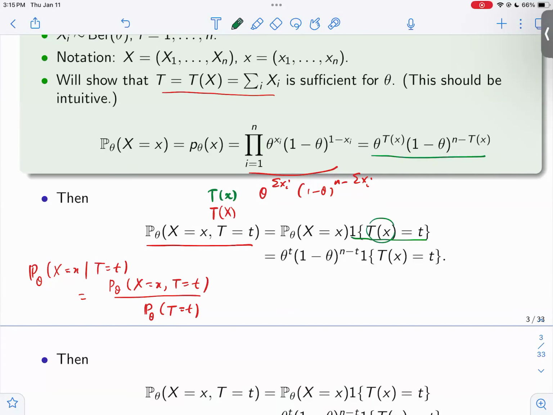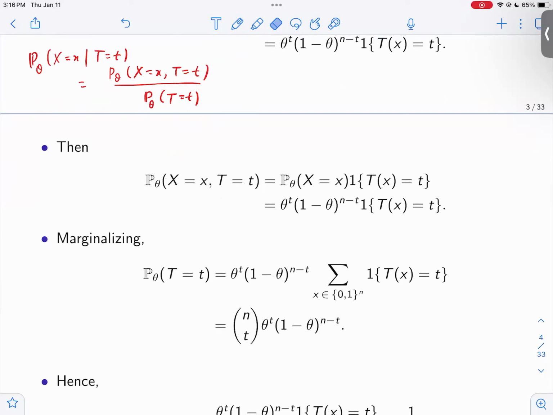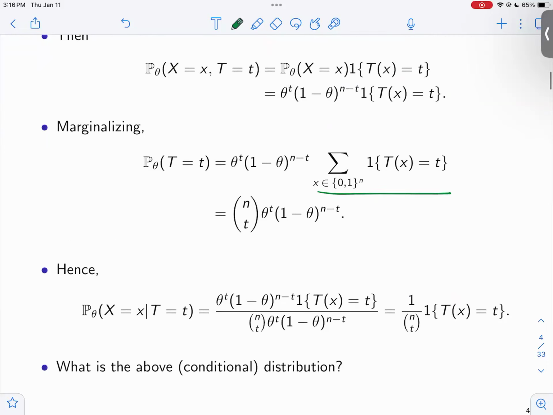And then I have this here. Under that indicator, T of x is equal to t, I can just replace T of x with t. So the second step is just replacing T of x with t. Maybe just bear with me, one more minute. I can then calculate the marginal by just marginalizing over x. I sum over all x, and the sum passes through this part because this part now doesn't depend on x. It just hits this part. So I get this times the sum. And this sum is easy to show. It's just counting how many sequences of length n have sum equal to t. So that's that.